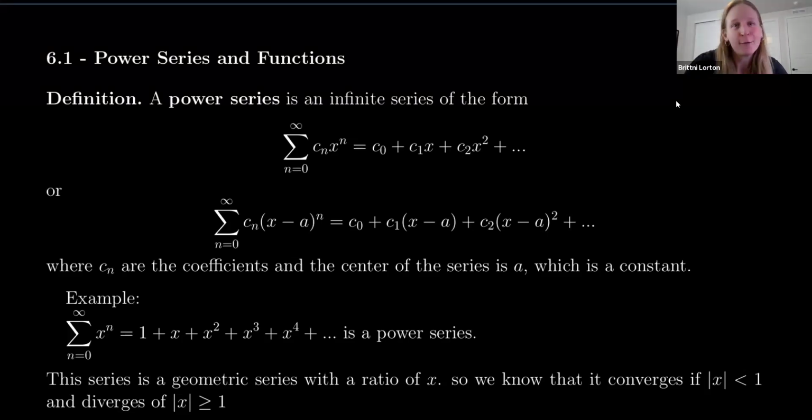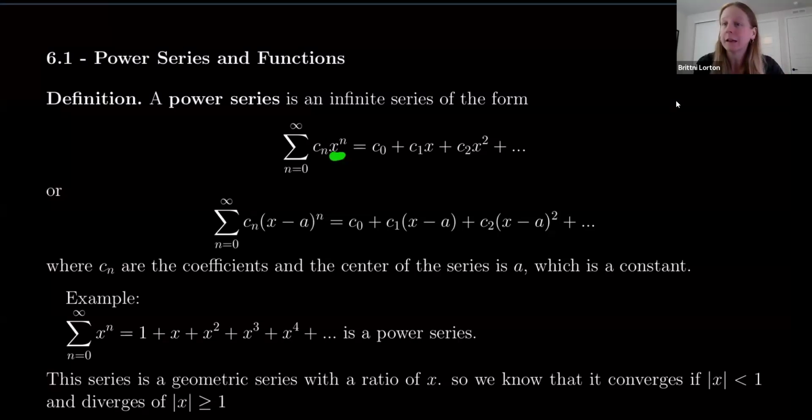Okay, let's talk about power series and functions. Very similar to infinite series, we're just now going to throw in the variable x. So a power series, by definition, is an infinite series of the form the sum from n equals 0 to infinity of c sub n x to the n, where c is for your coefficients. Those are going to be your constants, your numbers, very similar to the series we had before. And then x to the n is what we're adding in.